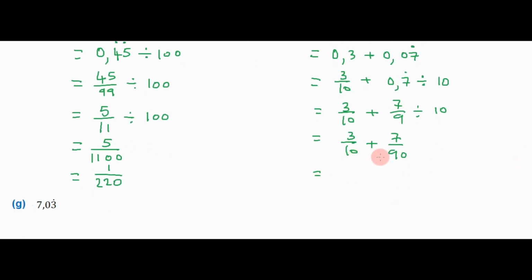We want the denominators to be the same here. So we're going to multiply the 3 over 10, both the numerator and the denominator, by 9. So it's going to be 27 over 90 plus 7 over 90. And this is 34 over 90. And of course, we can divide both the numerator and the denominator by 2. So it's going to be 17 over 45.